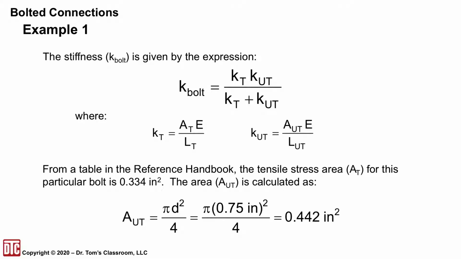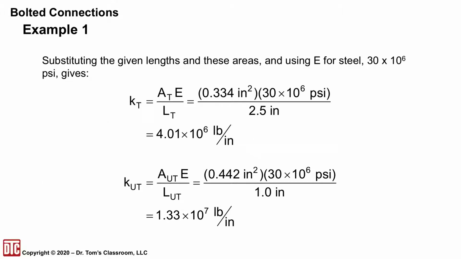Now they have a table in the reference handbook for this particular size bolt. The tensile stress area A sub T is 0.334 inches squared, and we can find, of course, the unthreaded area, which is just pi d squared over 4, where d is the diameter of the bolt, in this case 3/4 inch, 0.75, and we get 0.442 inches squared. So now we can put the areas and the E for steel, 30 times 10 to the 6, divided by the lengths, length of the threaded portion 2.5 inches, length of the unthreaded 1 inch, and we get the two values that you see there.